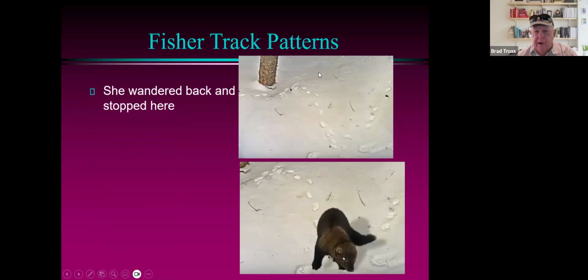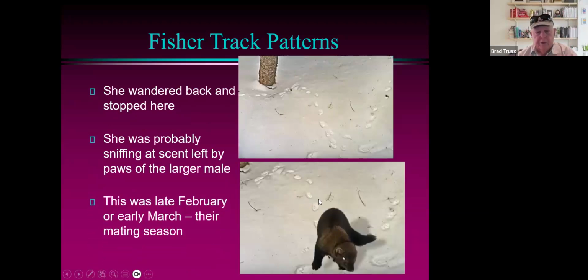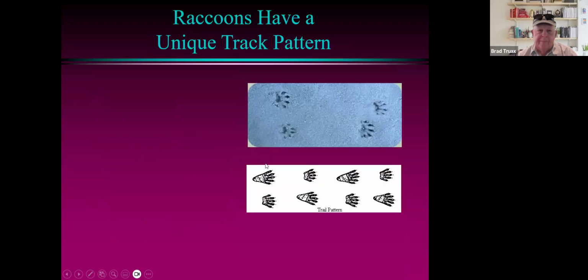The female fisher was probably wandering back and forth and stopped here. And she stopped there to sniff at the scent that was left by the paws of the larger male. And when we talk about scent markings, one of the places that scent glands exist on many animals, including the fisher, is actually on the paws themselves. So she's sniffing there. And this was in late February, early March that this was taken, which happens to be their mating season. So she was probably interested in finding a mate.